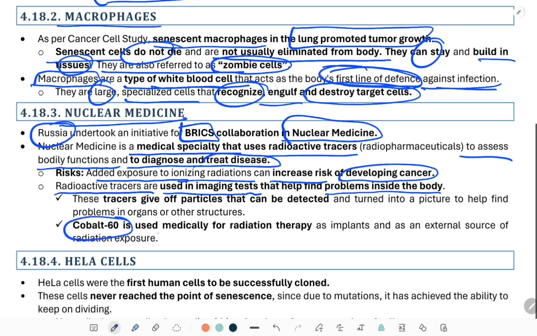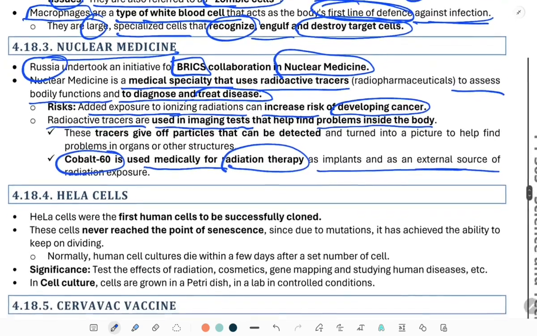Cobalt 60 is used medically for radiation therapy, as implants and as an external source of radiation exposure.